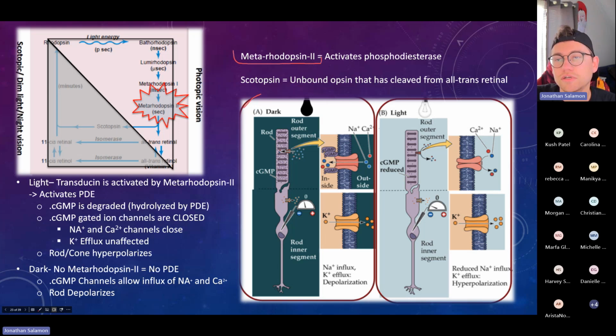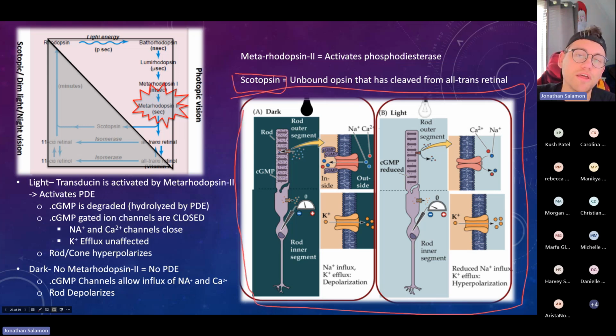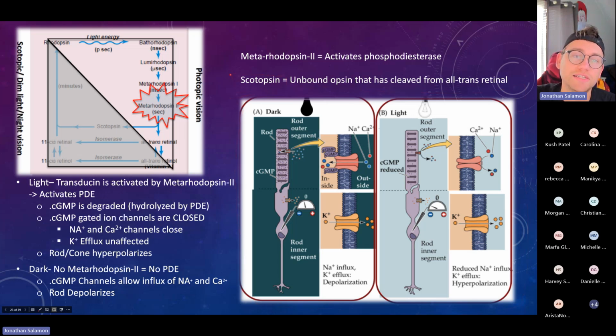So you have metarhodopsin 2, which is like a really broken down version of rhodopsin. This is what activates phosphodiesterase, which is responsible for this whole light-dark vision thing, right? And then you have scotopsin, which is just what they refer to unbound opsin as. So I've seen questions where they're basically explaining this feedback loop or system, and they'll ask what will be elevated in the cells, and the answer is scotopsin, because if you have a lot of transretinal, you're going to have a lot of scotopsin because it's unbound, right?